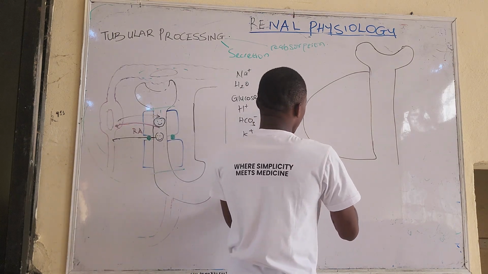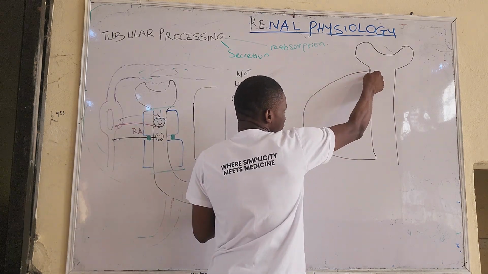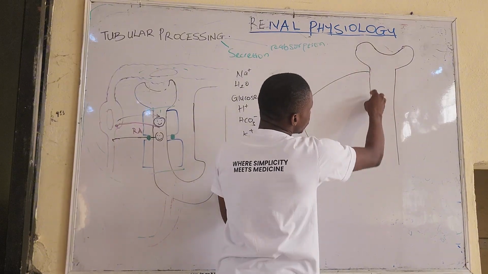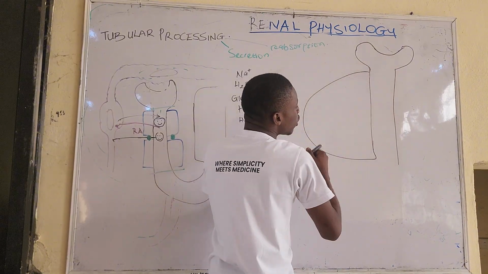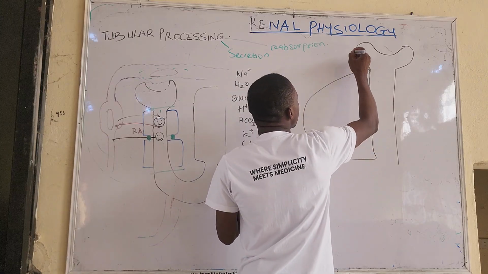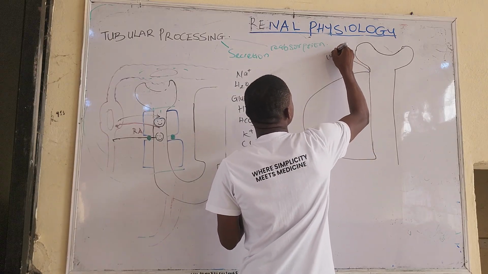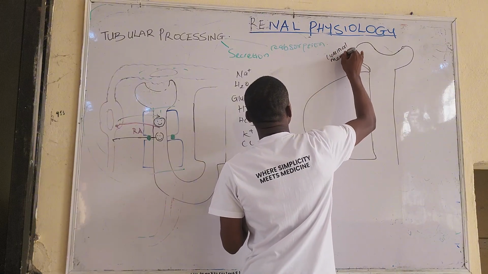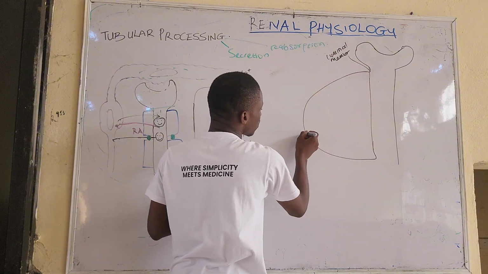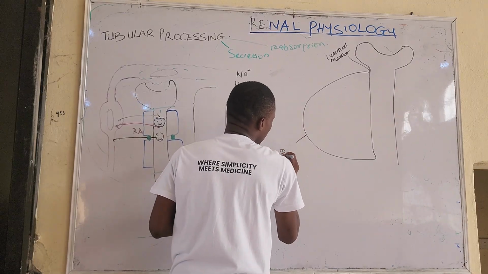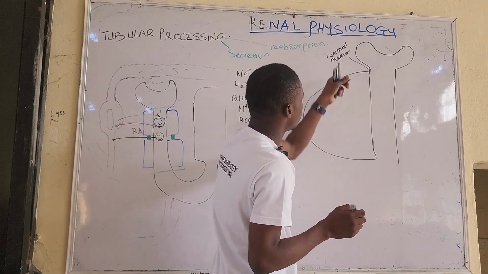Now, first of all, this part here is the lumen of the tube. This black thing here, you can call it the luminal membrane, because it's at the lumen side. Why this part is the basolateral membrane. Let's call it BL. This is the basolateral membrane, this is the luminal membrane.